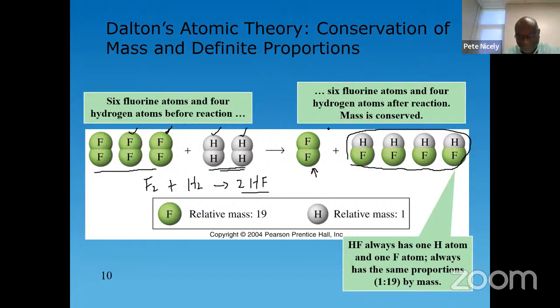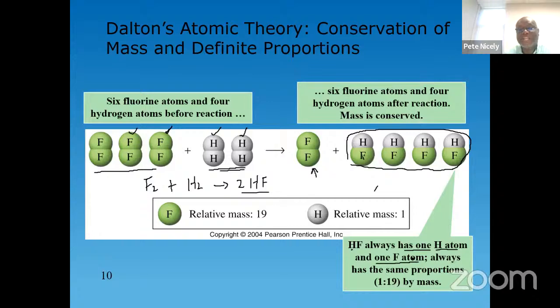So basically, if you count all the atoms of the different elements before and after the reaction, you'll see that the number of atoms of each element will be the same before and after. So therefore, the mass will be conserved, all right? And you'll notice that in the case of the hydrogen fluoride that is formed, it's a 1-to-1 ratio between the atoms that make up the molecule. So as stated down here, hydrogen fluoride always has 1 atom of hydrogen combined with 1 atom of fluorine.